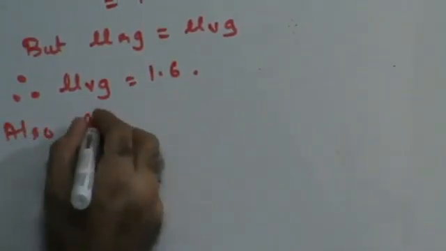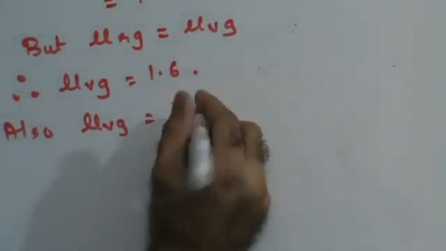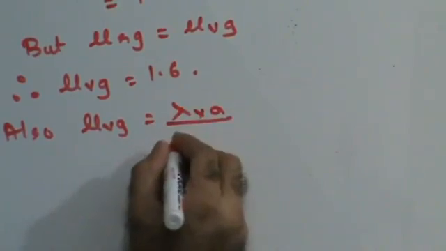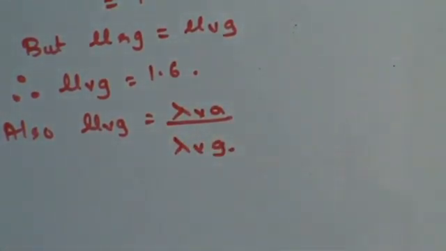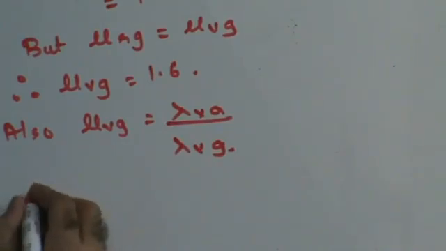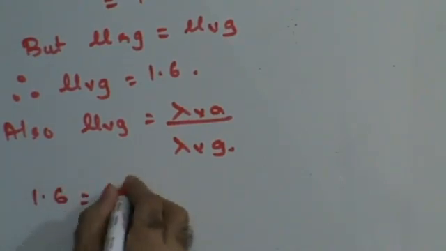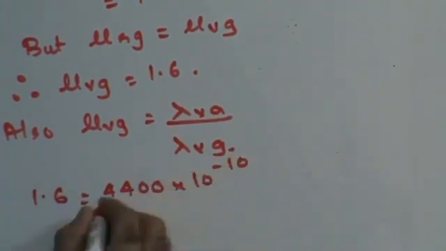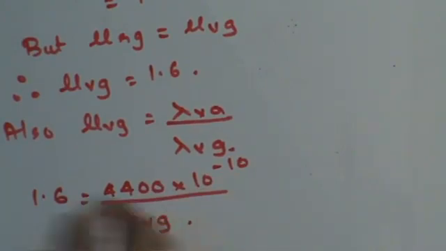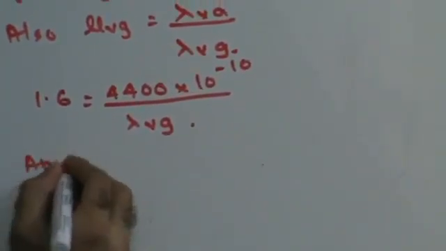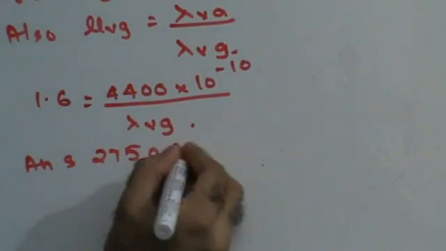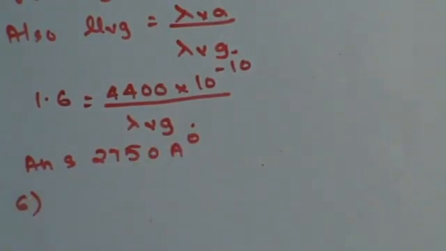Also, the refractive index is given by the wavelength of violet color in air upon the wavelength of violet color in glass, out of which I know the wavelength of violet color in air. So I should be able to get the wavelength of violet color in glass. 1.6 equals 4400 into 10 raised to minus 10 upon the wavelength of violet color in glass. Cross multiply and you should get this answer as 2750 Armstrong units. Next, take on the next one please.